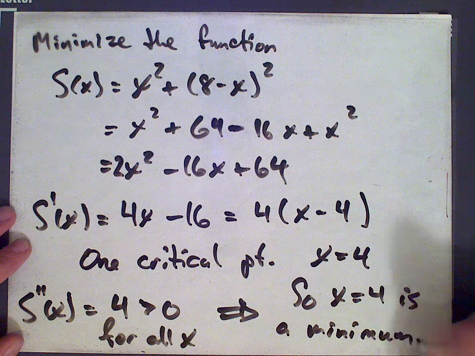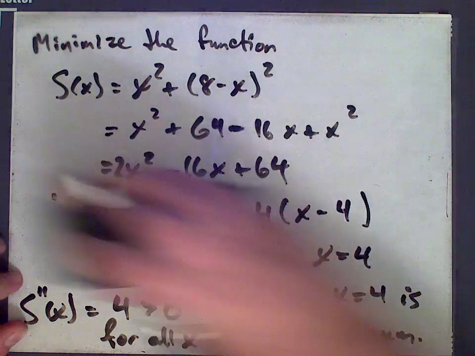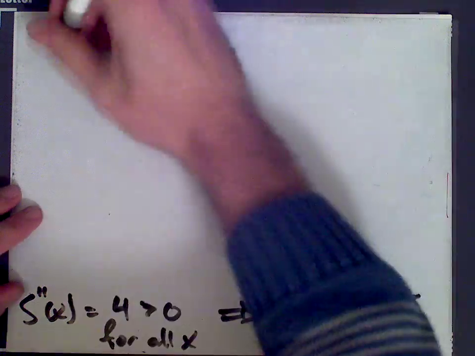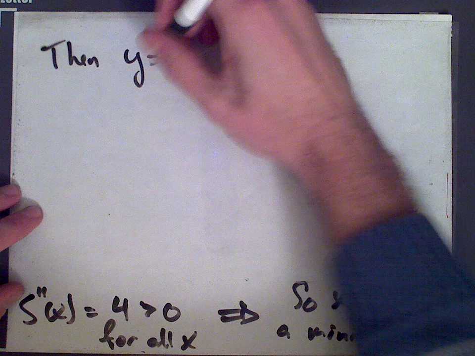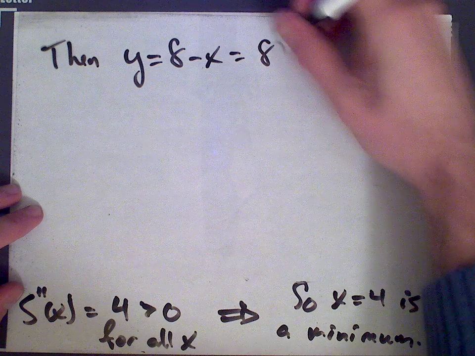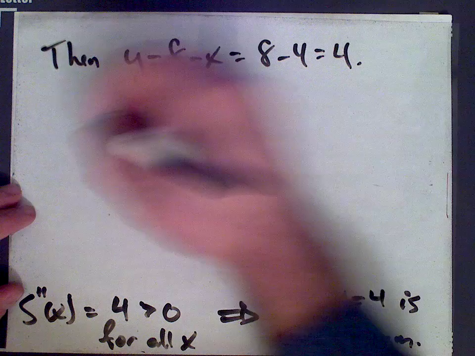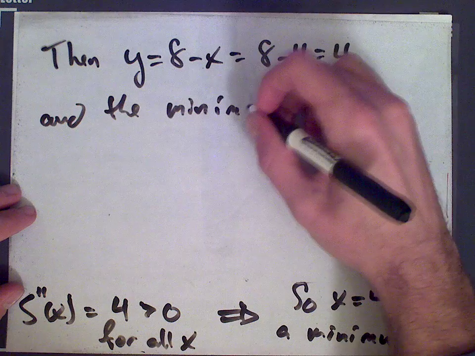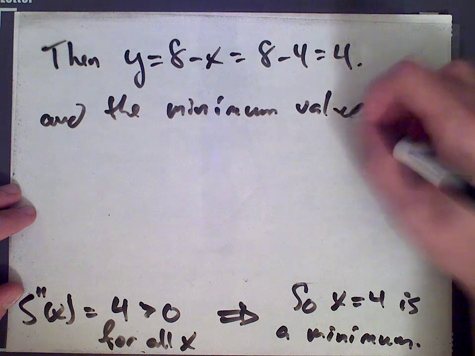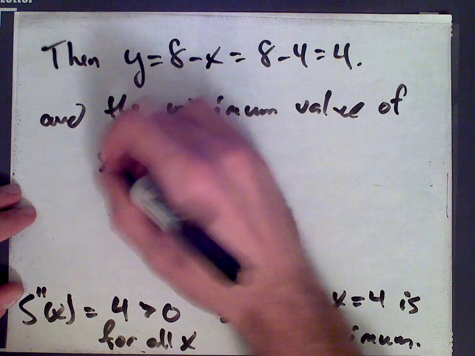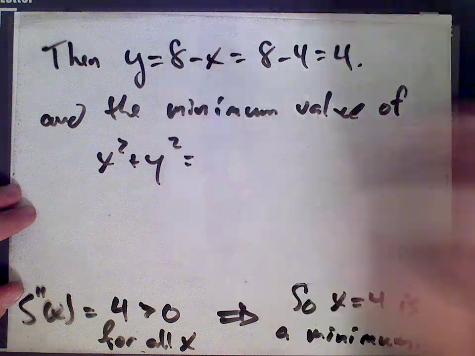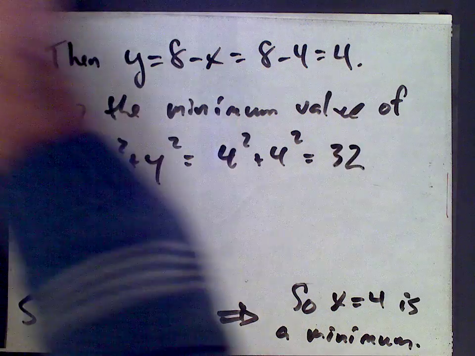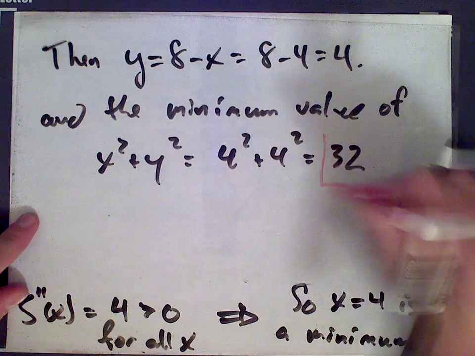And then finally, let's answer the question asked. We were asked what the minimum possible value of the sum of the squares was. So we know what x should be. Then we know y from before is 8 minus x, which is 8 minus 4, which is 4. And the minimum value of the sum of the squares is 4 squared plus 4 squared, which is 32. Okay, and that's the solution and answer to question number 14.